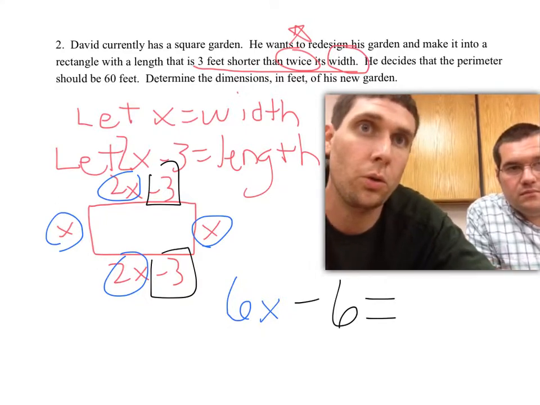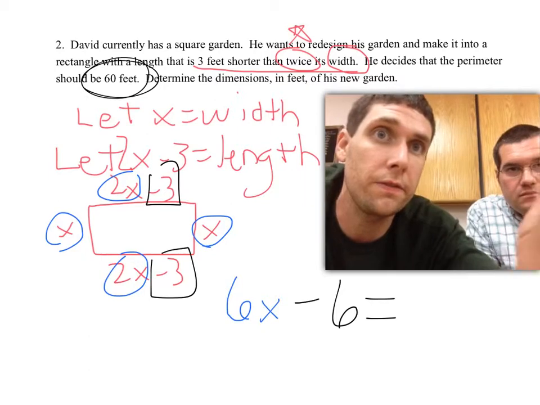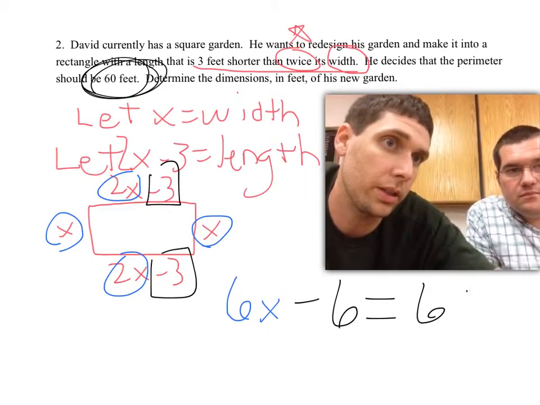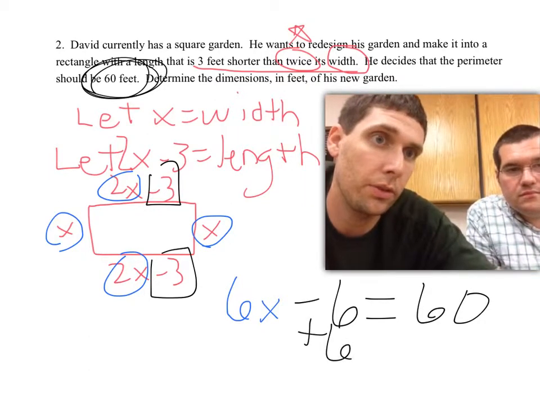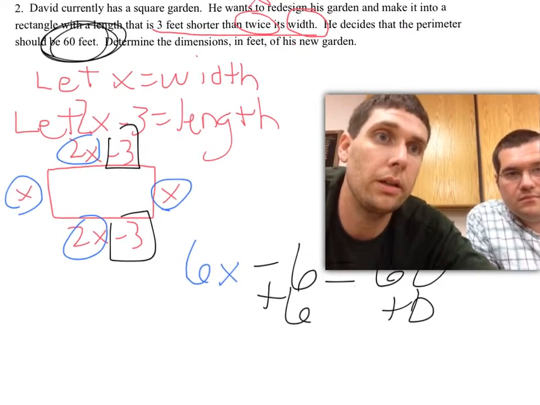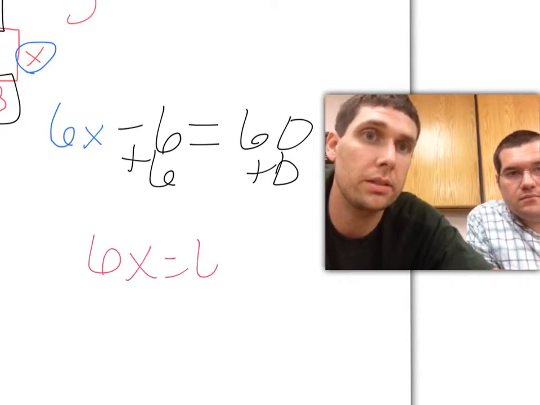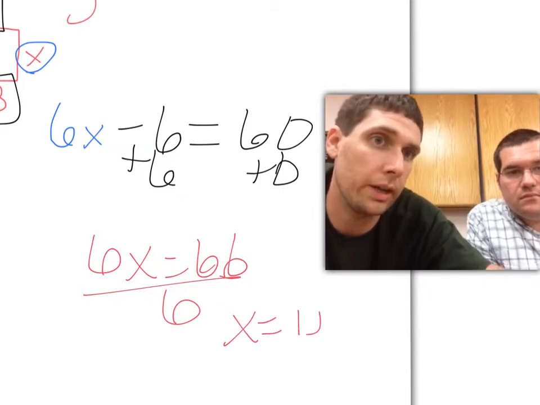And we're looking for a total here. Let's go back to the question. He decides that the perimeter should be 60 feet. So we want this to equal 60. I'm going to add 6 to both sides. And that will give me, if I move this up a little bit, that'll give me 6x equals 66. Divide both sides by 6. We now know x is 11.